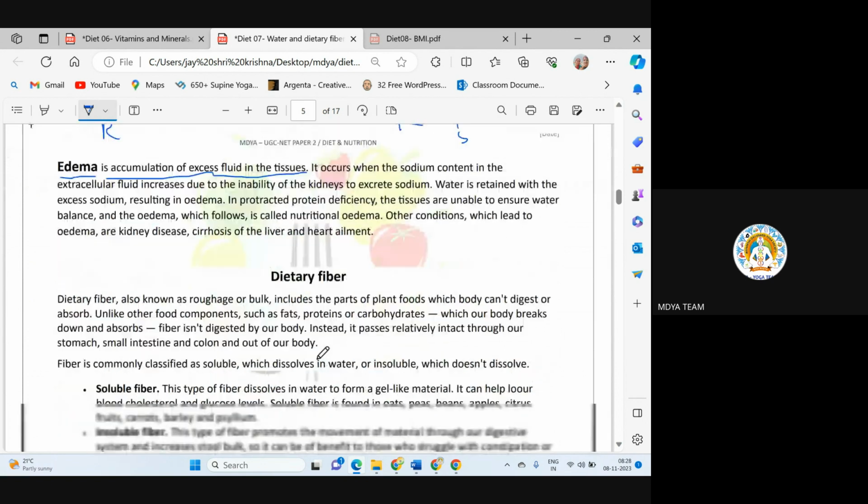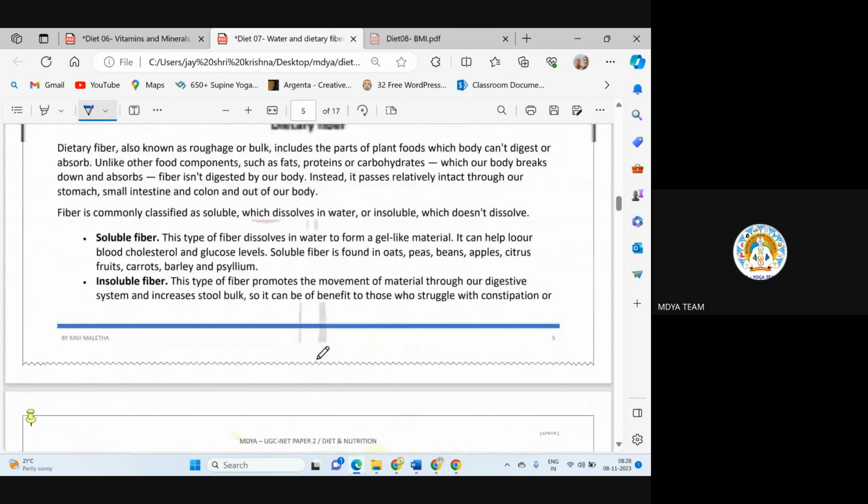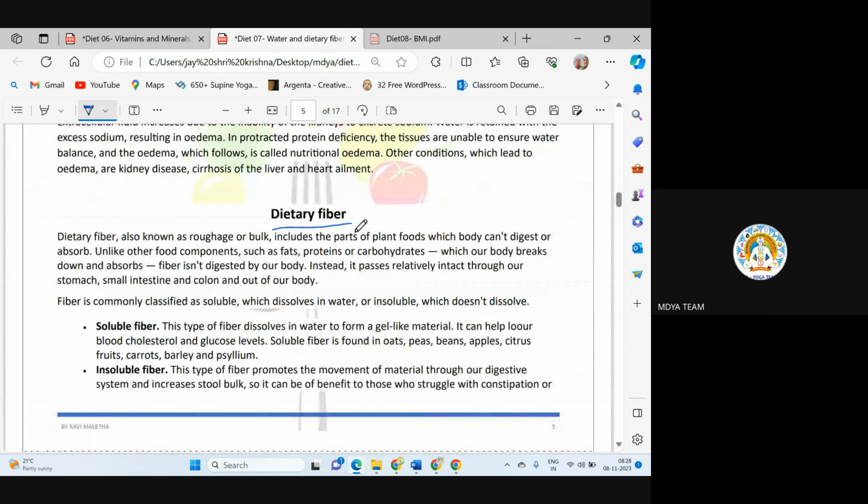Okay. Next is dietary fiber. These dietary fibers are also known as roughage, and they are a type of carbohydrate, a type of polysaccharide, which our body cannot digest.